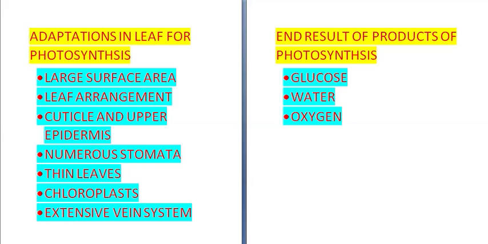If you look at the end products of photosynthesis and their fate, there are three end products of photosynthesis: glucose, water and oxygen. Glucose is used by the plant in four different ways. First, it is immediately consumed by the plant cells. Second, it is stored in the form of insoluble starch. Third, it is converted into sucrose. And fourth, it is used in synthesizing fats and proteins, etc.